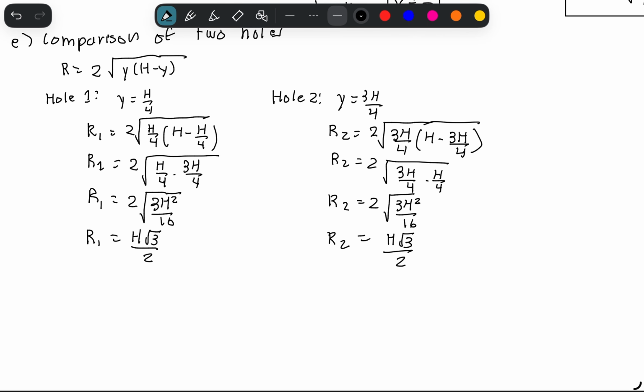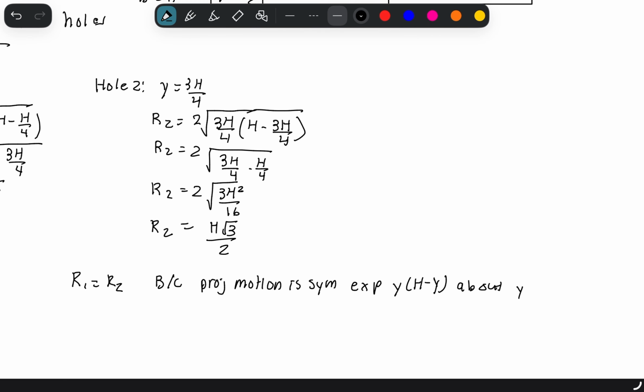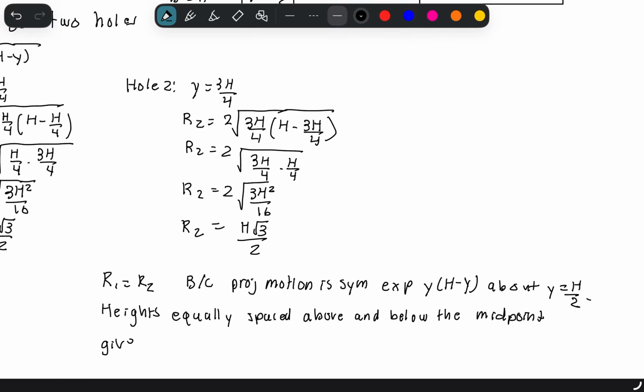So we can see that R1 is actually equal to R2. And that's because we have projectile motion, and the expression y times h minus y is symmetric about y equals h over 2. The two horizontal ranges are equal.